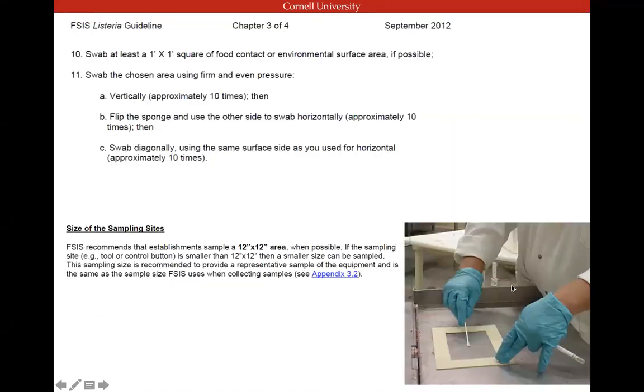So we really discourage the training that tells people to do 1 foot by 1 foot, because even in this picture in the bottom right, you can see that they're getting this smooth, flat surface that's very easy to clean, when they really should be swabbing in the corners here, in this crack, and they actually should also be using a sponge and not a Q-tip.